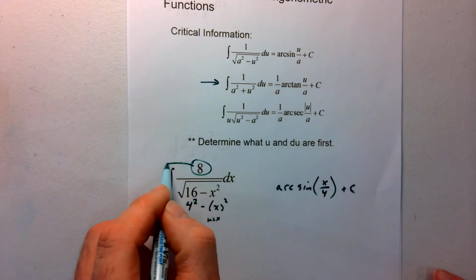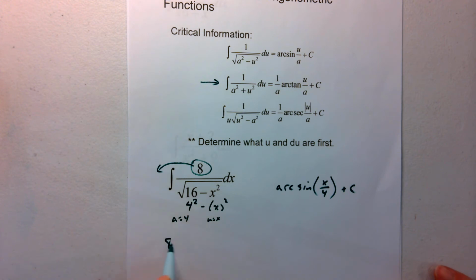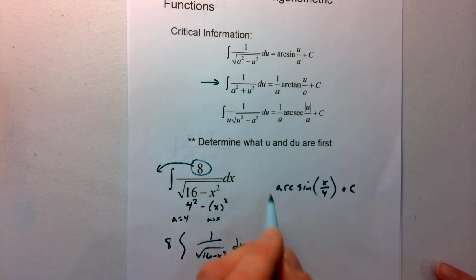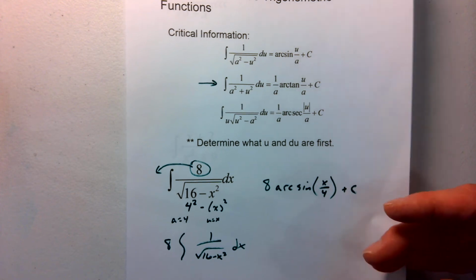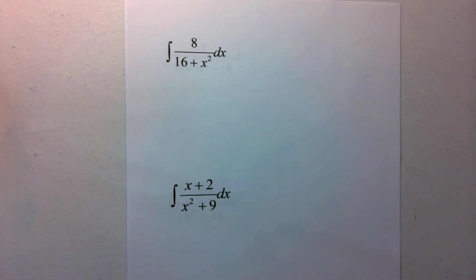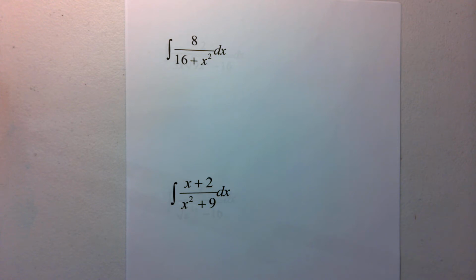We also can bring that 8 out there as well, can't we? So we can write this as 8 times the integration of 1 over the square root of 16 minus x squared dx. So I do have that 8 out there. Sorry, didn't make that mistake on that one. All right, just a couple more examples, several examples actually, and we'll see some different things that possibly could happen with us.